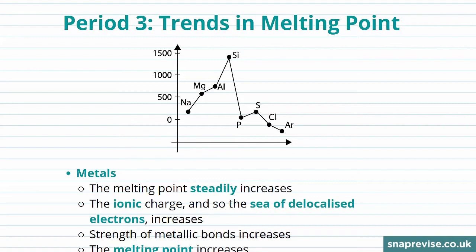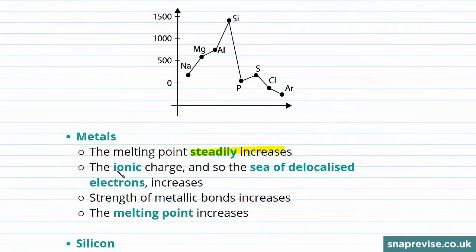So why do we see these trends? Well, as we move through our metals, from sodium to magnesium to aluminium, we see a steady increase in the melting point. And this is because the ionic charge, and so the sea of delocalized electrons, increases. Our sodium atoms form ions with a 1+ charge, so for every sodium ion there is 1 delocalized electron. For every magnesium ion there are 2 delocalized electrons, as the ion takes a 2+ charge. And our aluminium ions take a 3+ charge, so for every 1 aluminium ion there are 3 delocalized electrons.